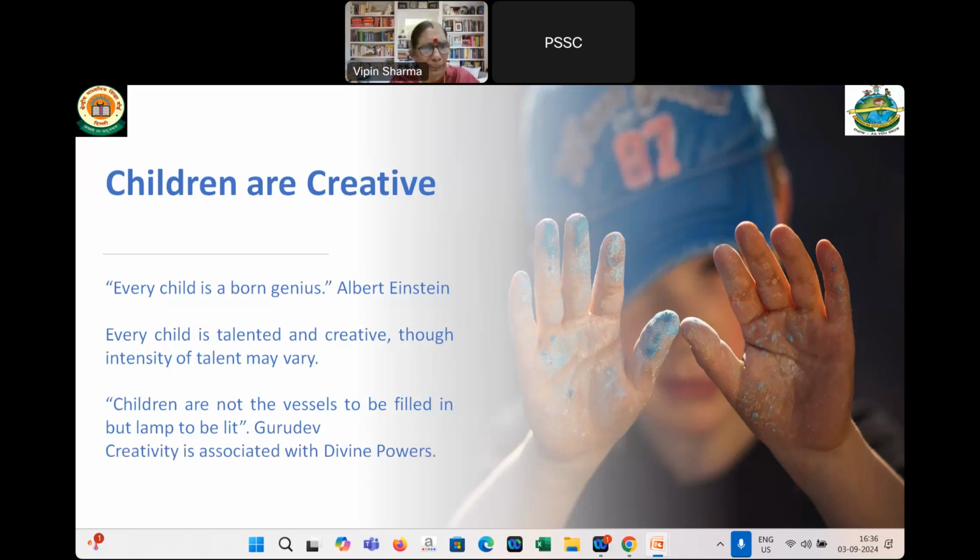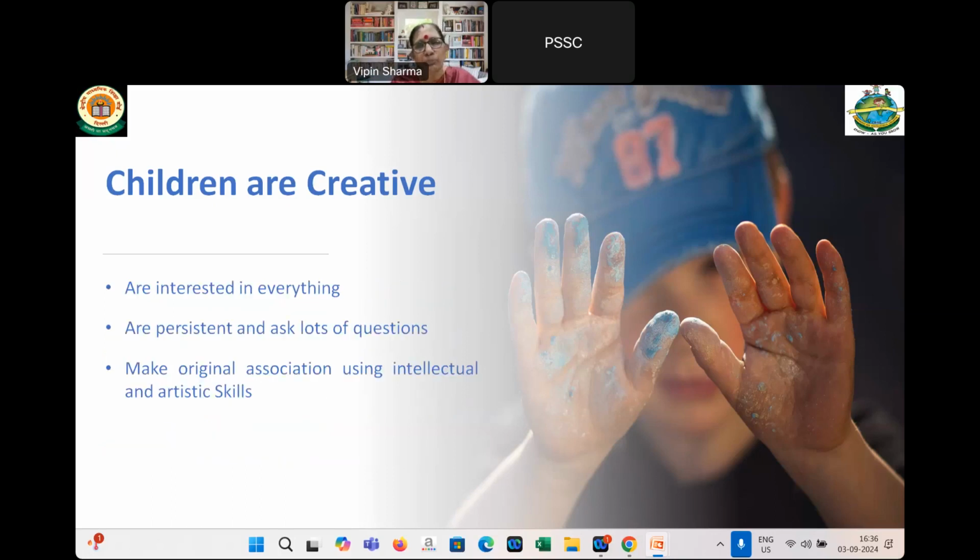Creativity is associated with divine powers. And see, the idea is how to make the classroom interesting. They are sweet children. They are interested in everything. They are persistent and ask a lot of questions. Make original association using intellectual artistic skill. Yes, observation, very correct, Sujit. Observation is important. Then if a child is good in music, tap the creativity. Good in sports, take him. Please remember, there are two forms, visual art and performing art. And how these can be tapped in the child, that is important.